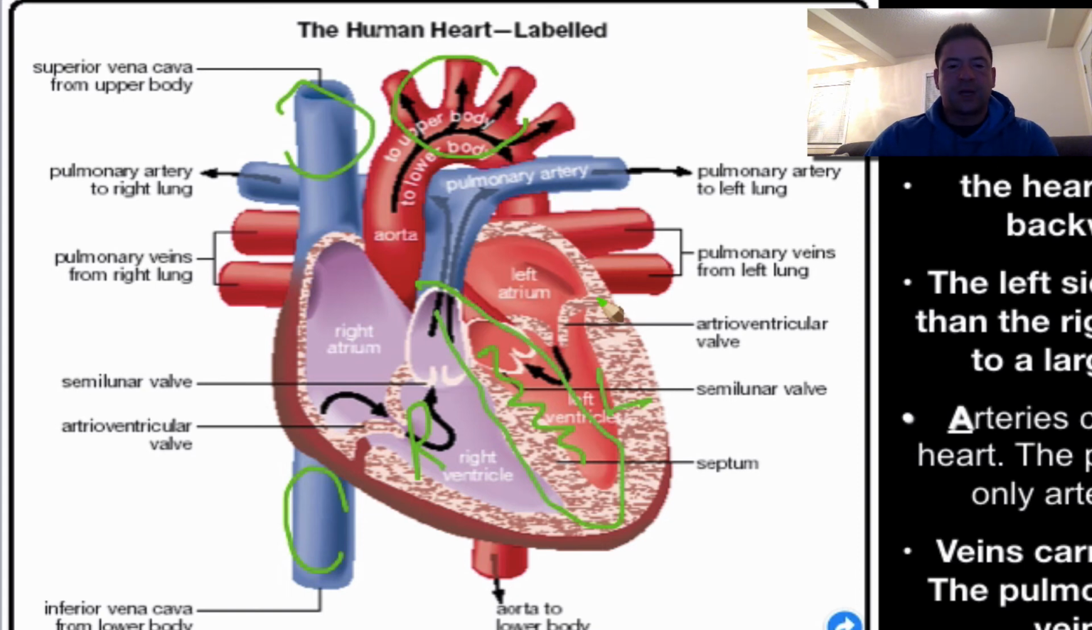So hopefully you found this screencast beneficial and you've developed an understanding of the heart and its contribution to the circulatory system.